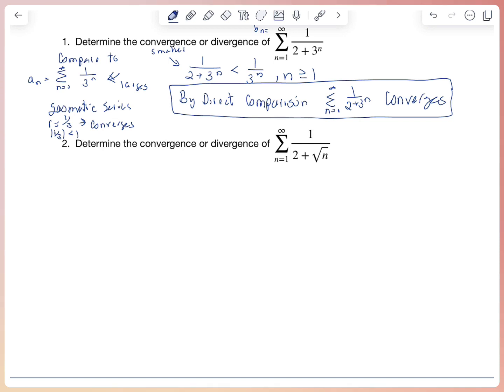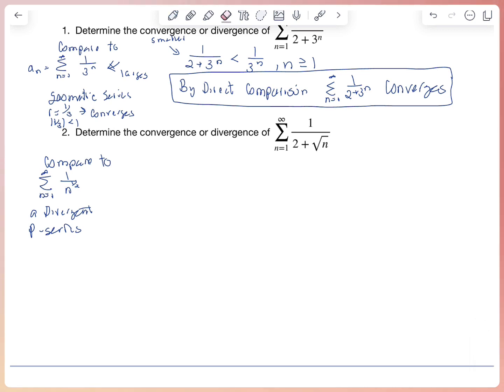Okay, so let's look at example number 2. Now I would try 1 over the square root of n to compare it to. So we'll compare it to the summation of n equals 1 to infinity of 1 over the square root of n. And then that's the same as a p-series that has p equal to 1/2. And when p is less than or equal to 1, it's a divergent p-series. So that means this is divergent.